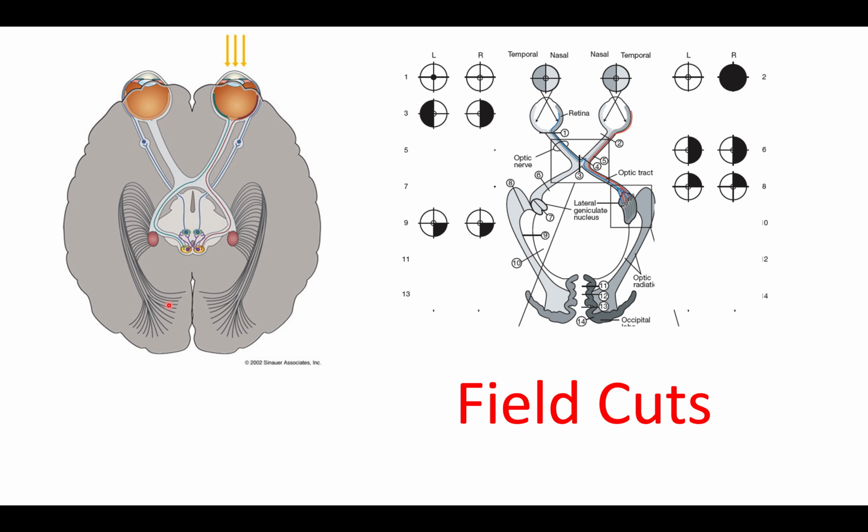So now I want to talk about the field cuts. This is very important in the cranial neuropathies because you can locate the lesion depending on the vision loss. For example, as we see here, this is the temporal field and this is the nasal field. This is the right eye, so this is the right temporal field and this is the right nasal field, and here this is the left nasal field and this is the left temporal field.